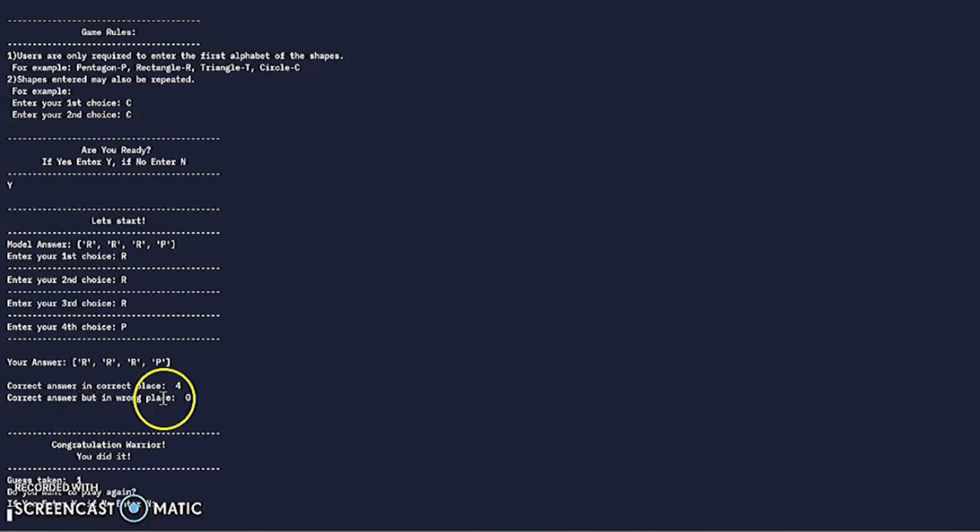Then the game will end here and show the number of correct answers in correct place and the correct answers in wrong place. And down here will also show congratulations warrior, you did it, as well as the number of guesses taken by the user. And at the end, it will ask if the user wants to play again.